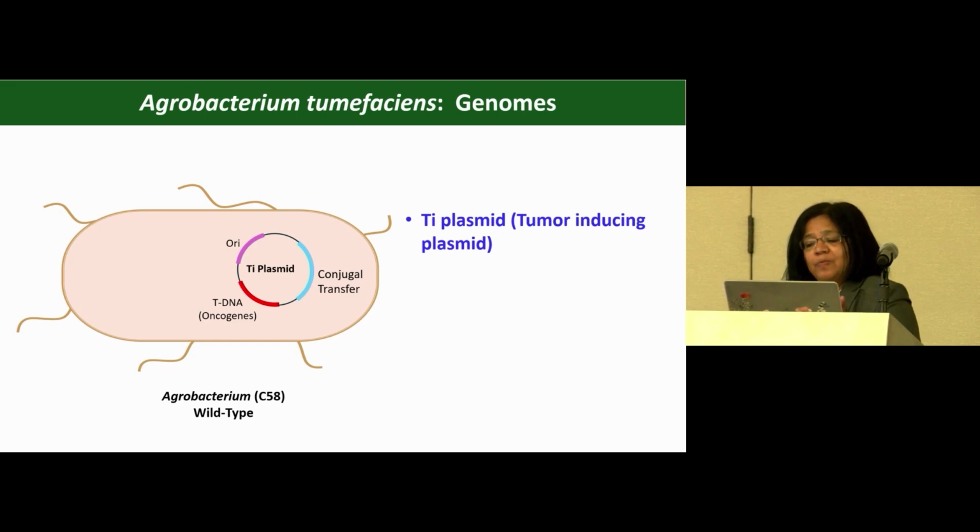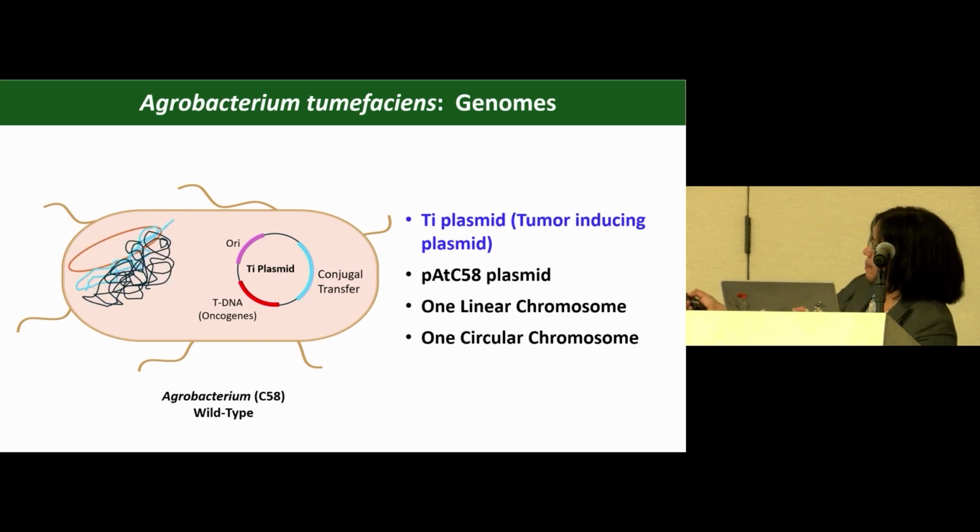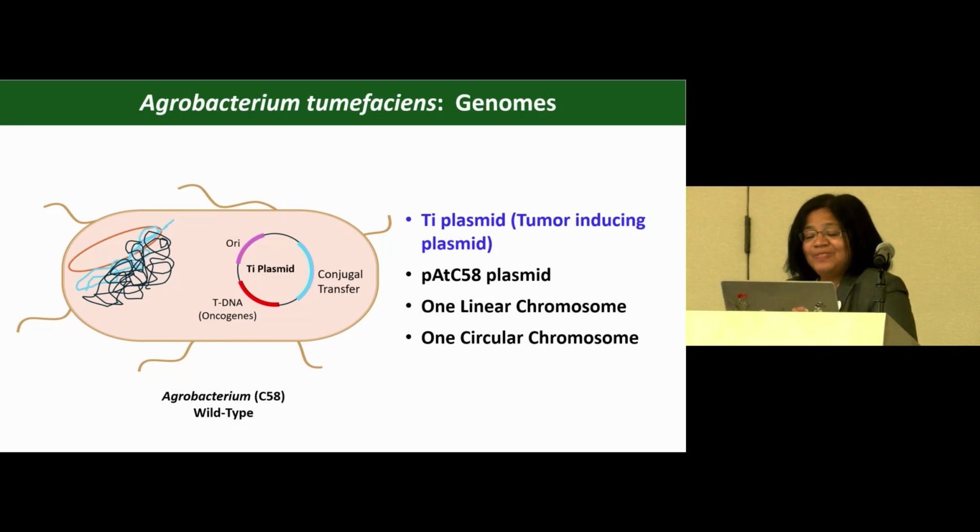And in these agrobacterium, if it is a disarmed strain, we would put in the other plasmid. But right now, we are just thinking about this as a wild-type strain, which is capable of infecting or causing disease in plants. So there is a Ti plasmid, or tumor-inducing plasmid. There is also a circular plasmid, which is pAt, the Agrobacterium tumefaciens C58 plasmid. There is one linear chromosome and one circular chromosome. So this is all inside the agrobacterium. And so people used this strain and modified it.